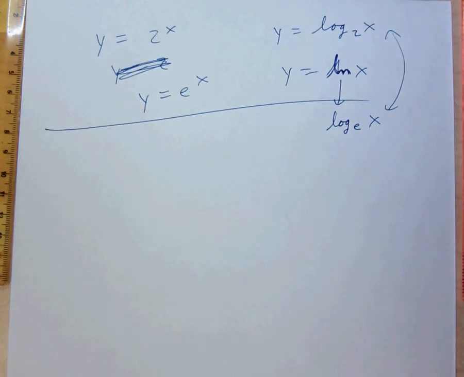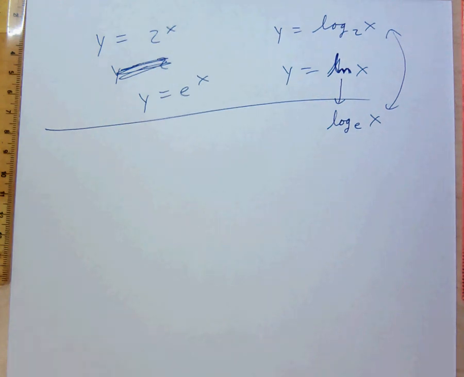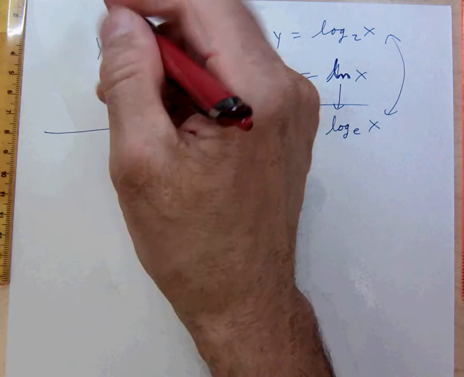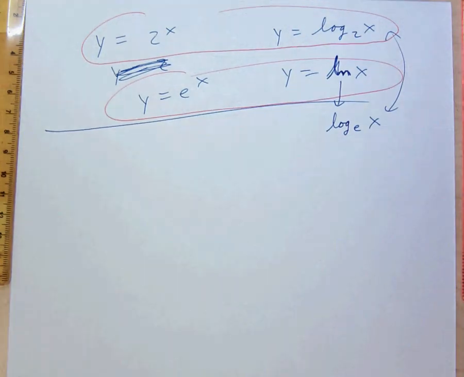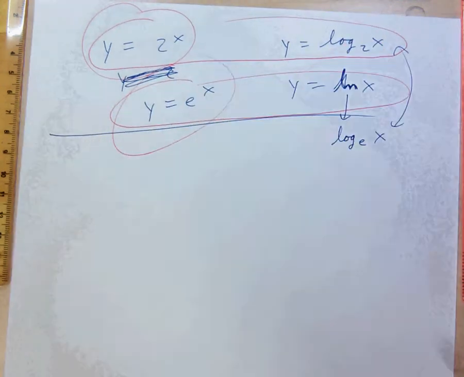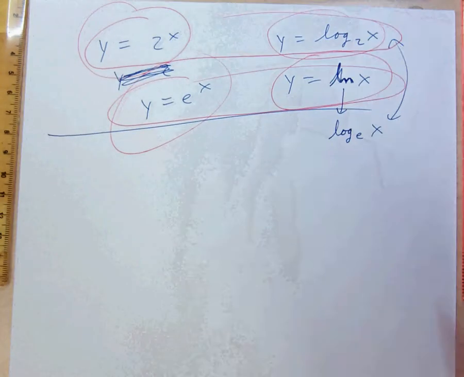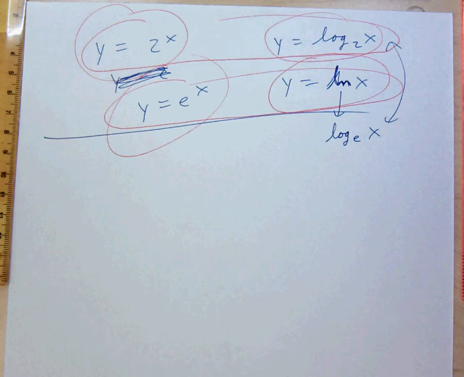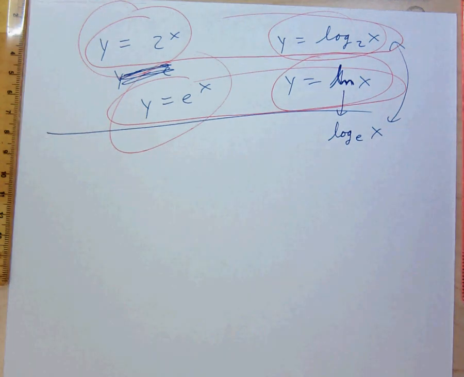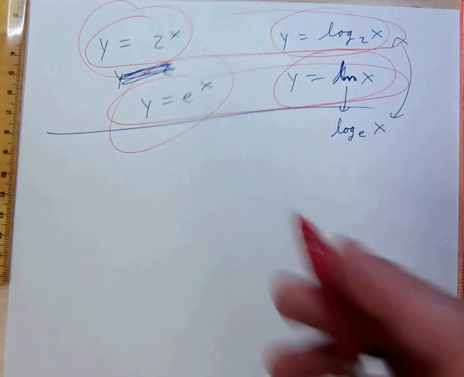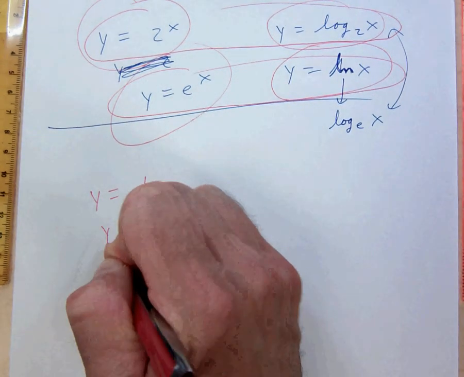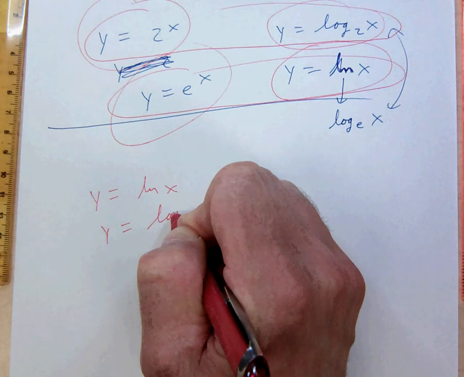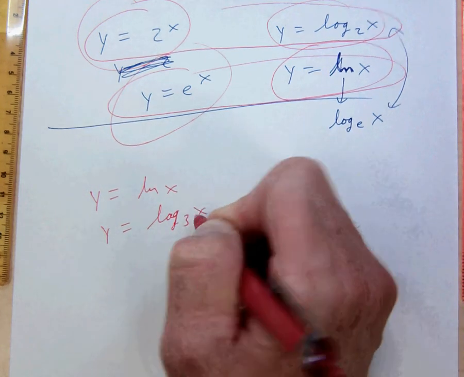Yes? Okay, here's the other big thing I need you to know. These are inverses of each other, and these are inverses of each other. So what does that mean? So if we all know what this looks like now, or that looks like, how are you going to get the graph of those? Reflect them over the line y equals x. So if I ask you to draw what y equals natural log of x looks like, or log base 3 of x looks like, what are you going to do?